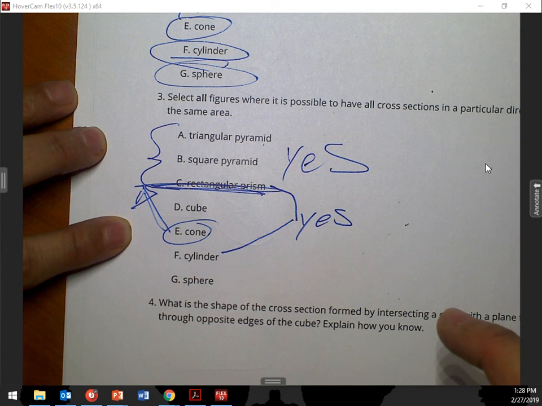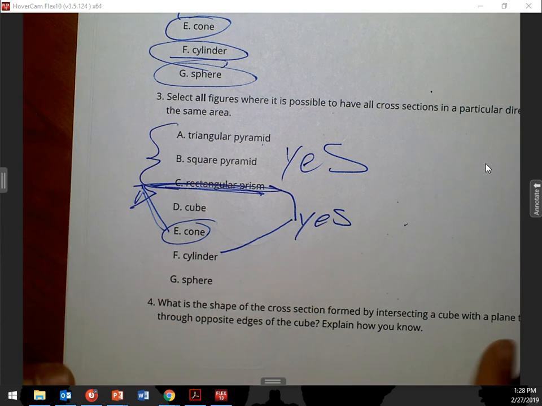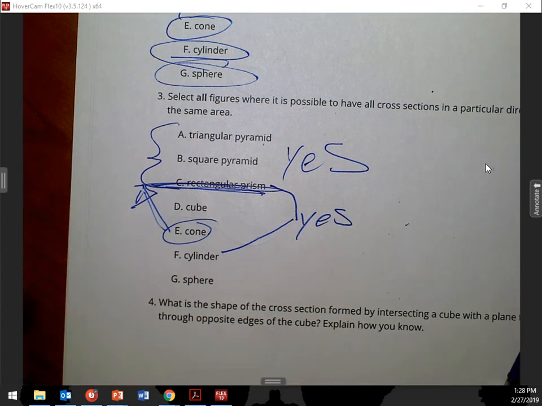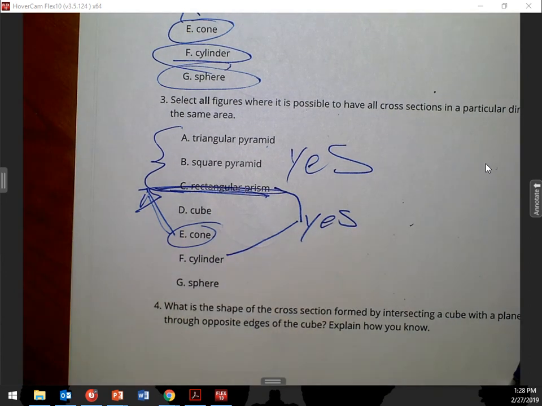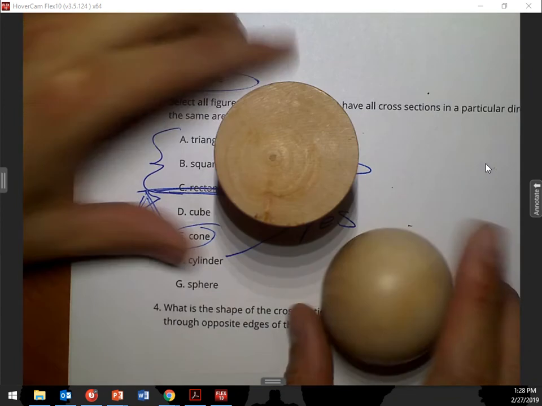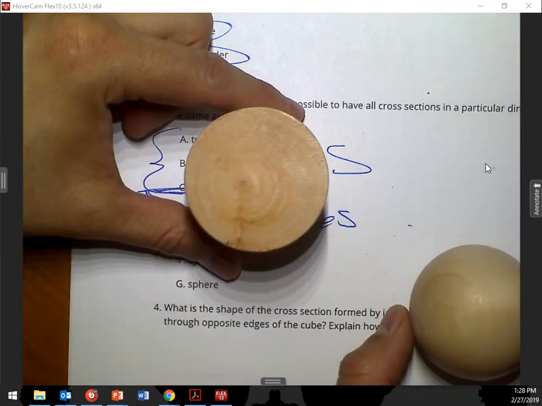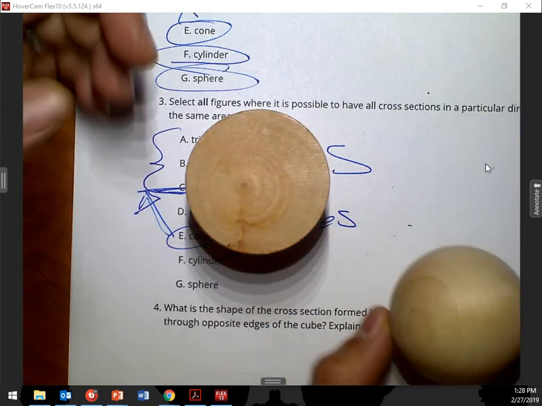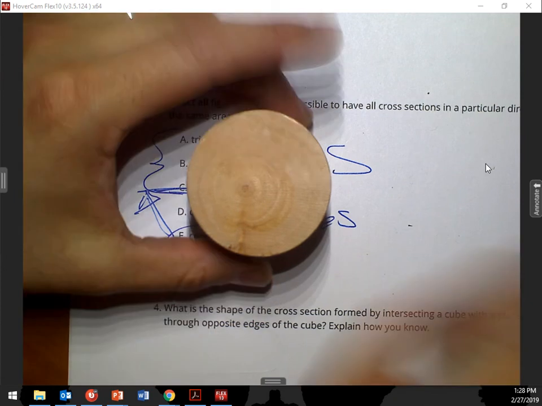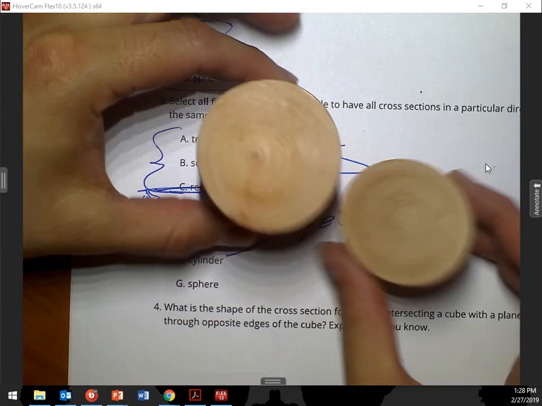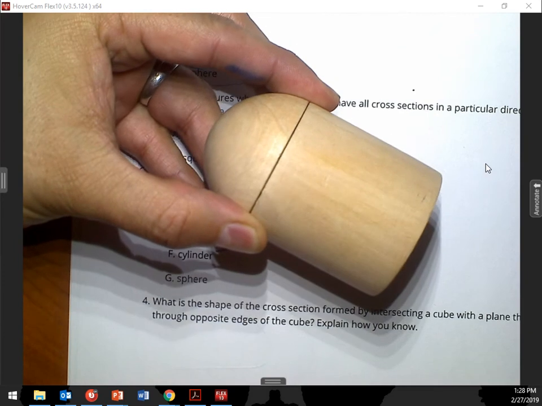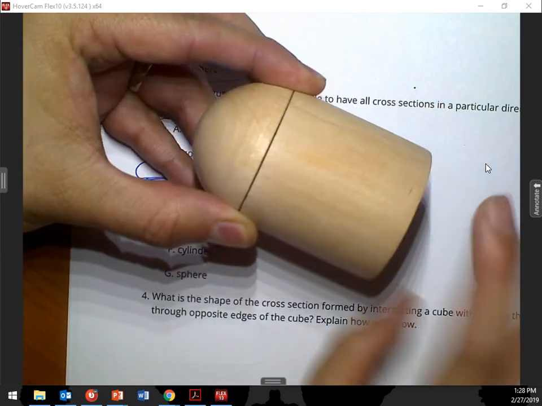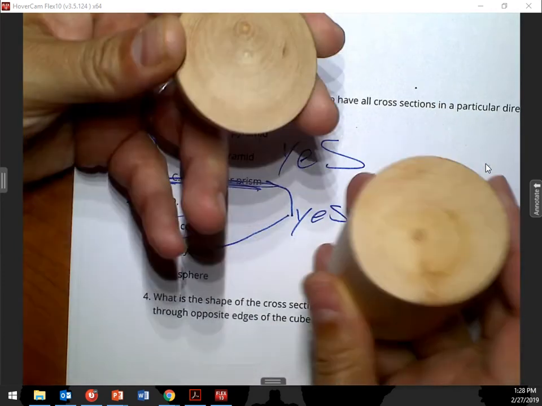Why'd you cross out C for? It's C and F. They go together. All of them are right in some way. Because cylinder and sphere. Okay, here's my sphere. Here's my cylinder. Let's look. If I cut this right there, what if I cut this in half right here? They go on together, right? So it's possible to have a cross section with the same areas here, right?